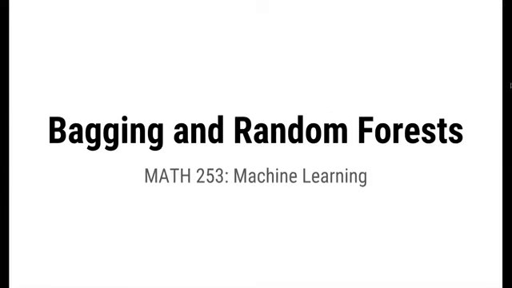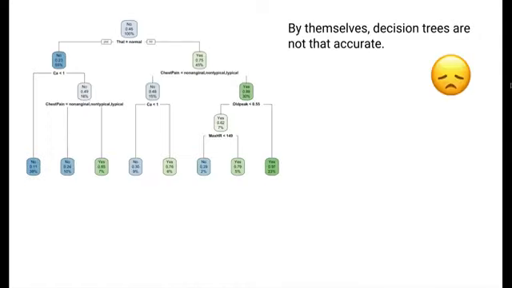In this video, we'll look at two improvements to trees called bagging and random forests. So first off, why would we even want to consider improvements to trees? Aren't trees awesome? Well, they are. They're very interpretable. But it turns out that decision trees by themselves aren't super accurate.